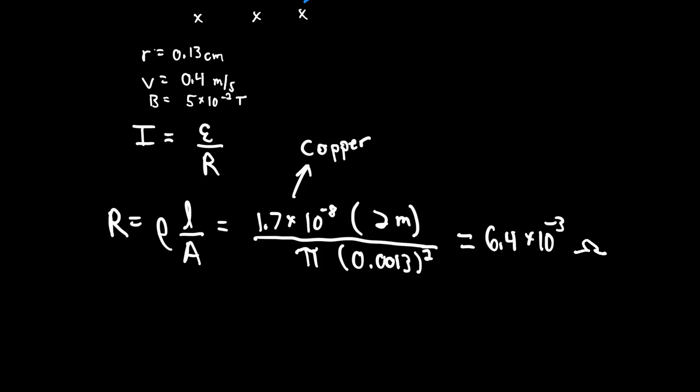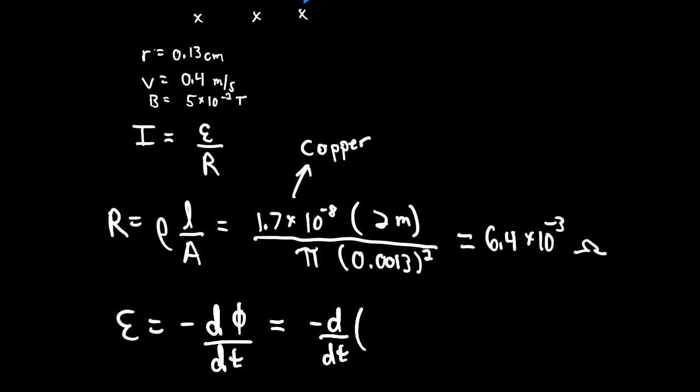Now I need to find EMF. How do I find EMF? Use Faraday's law. Negative d phi dt. What is phi? B times A. Phi stands for flux. Maybe it'll help. Flux is badass. BA. No.